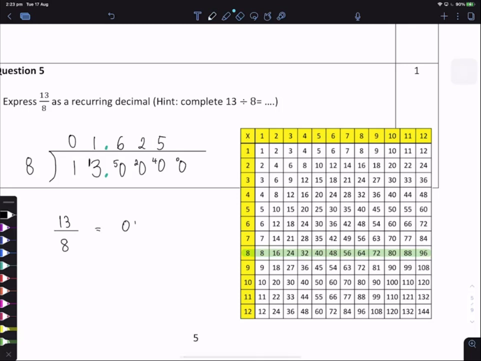Is our answer 01.625? Have we ever seen a number like this before? No. So how do we write our answer then? Can't we just get rid of the 0? Yeah, the 0 at the front there, we don't need it. How do we read this number now?